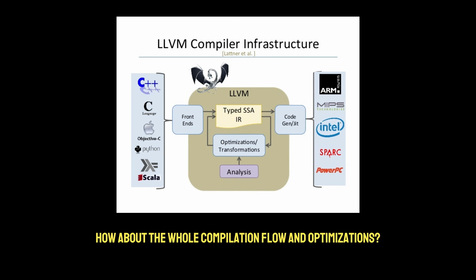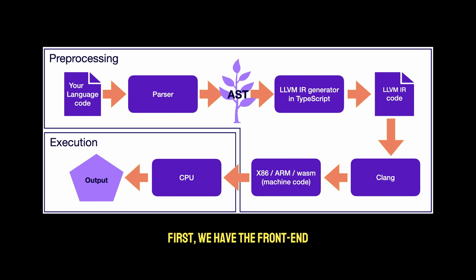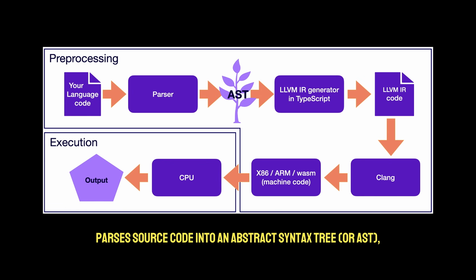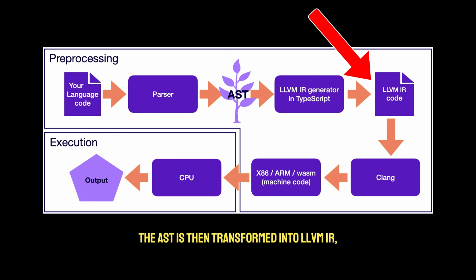How about the whole compilation flow and optimizations? Understanding the compilation process helps explain why each compiler excels in different scenarios. Let's start with the LLVM flow. First, we have the front end. So the front end, for example, Clang for C or C++, parses source code into an abstract syntax tree, or AST, which captures the structure of the code. The AST is then transformed into LLVM IR, which is a universal representation designed for optimization and analysis.